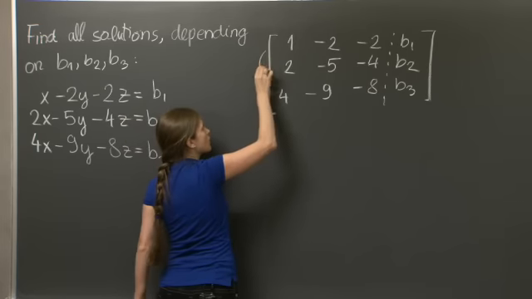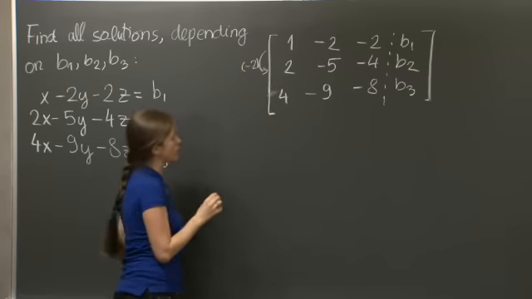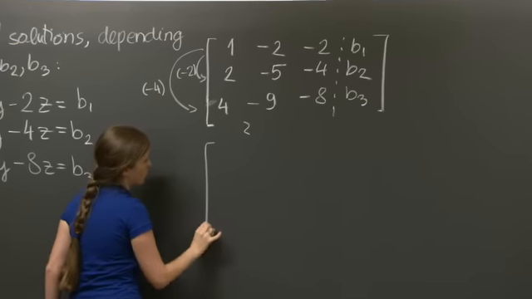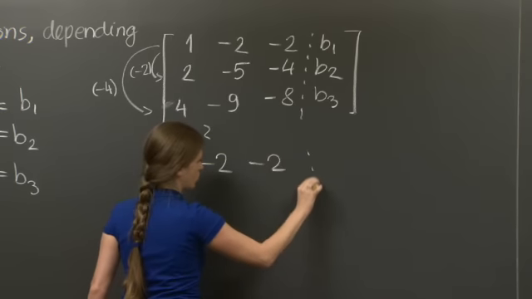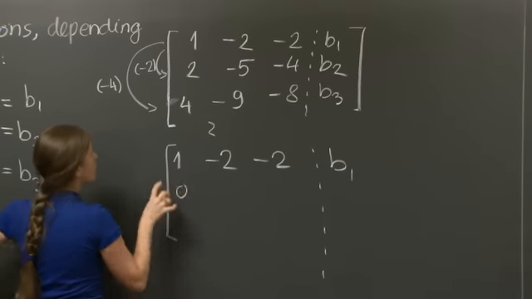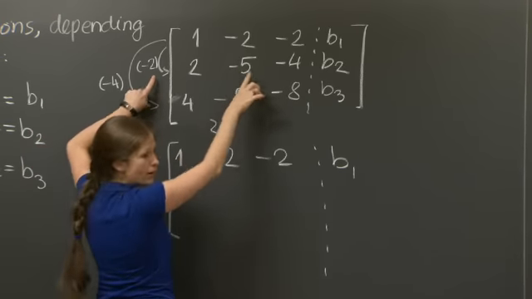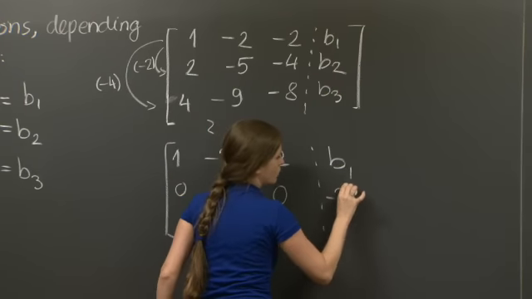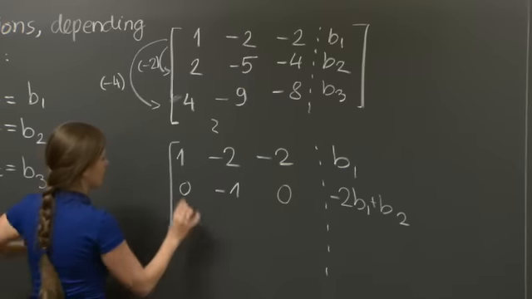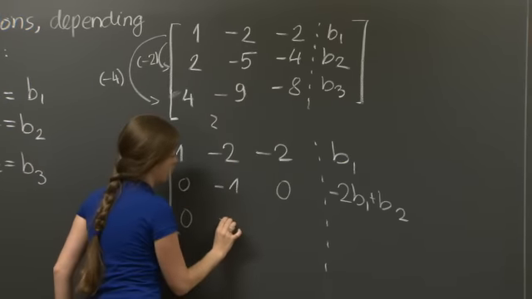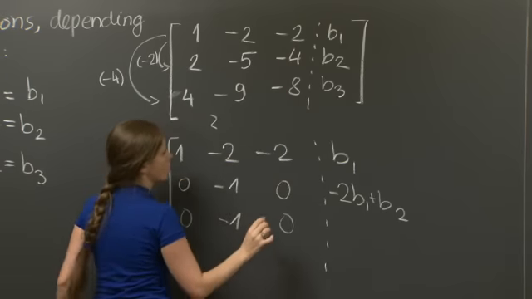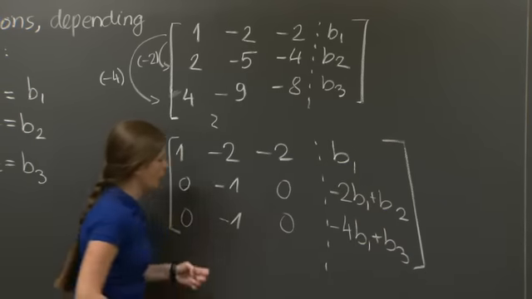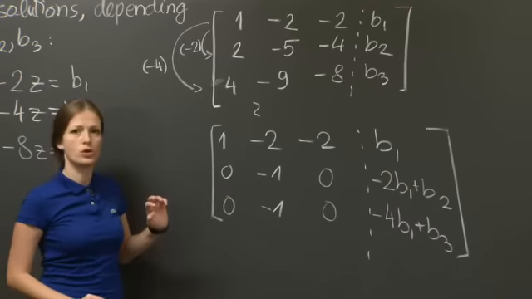And we do elimination. We multiply the first row by minus 2 and add it to the second row, and we multiply it by minus 4 and add it to the third row. And we get 1, minus 2, minus 2, b1. Then 0, 4 minus 5 is minus 1, 4 minus 4 is 0, and minus 2 times b1 plus b2. And here we get 0, 8 minus 9 is minus 1, and 8 minus 8 is 0. And finally, on the right-hand side, minus 4b1 plus b3. You can already see that something's going to happen here, but let's do one more step.